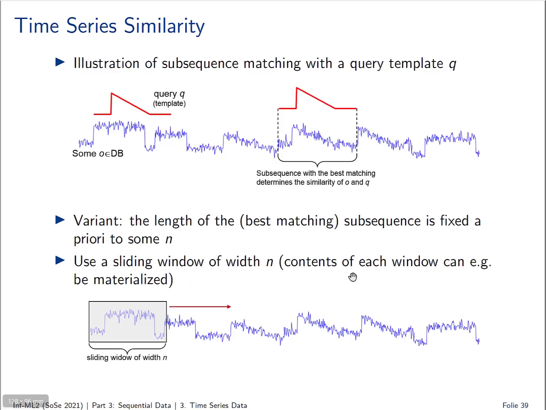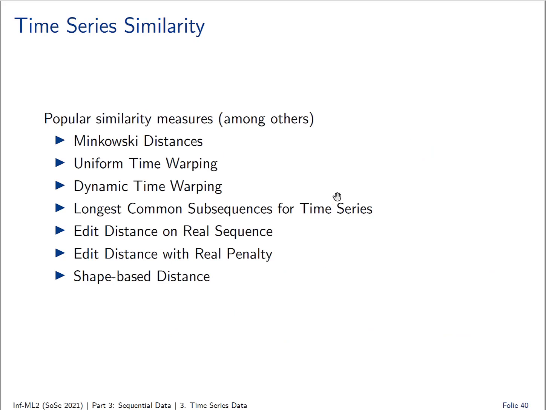So those are the two different general scenarios, and based on that, of course, you can apply different similarity measures or distance measures. And here is a non-exhaustive list, maybe of the more popular measures. Minkowski distances, we'll talk about that, uniform time warping distance, dynamic time warping, and longest common subsequence is also there for time series. We'll talk about those four a little bit more in detail.